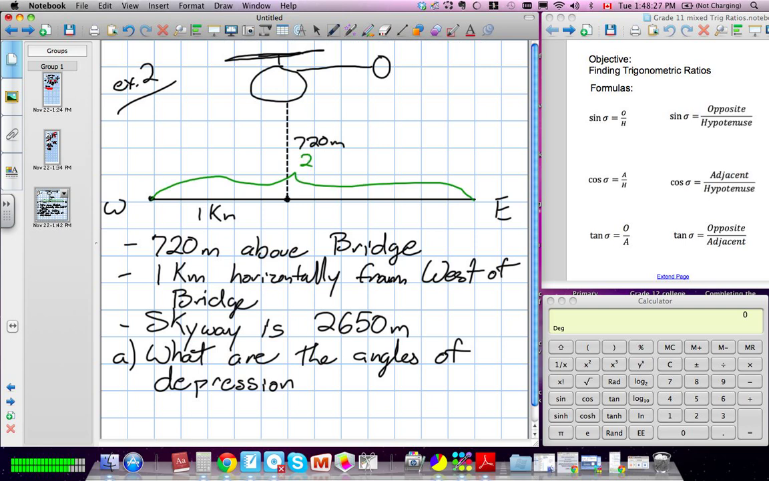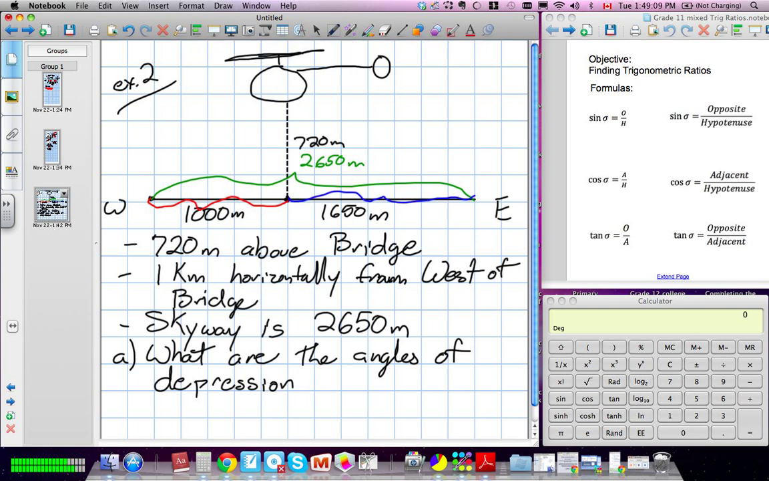The very first thing we need to do is we need to be working in one specific unit. Now, since I have something that is less than a kilometer, I'm going to try to work in meters. So 1 kilometer is equal to 1,000 meters. So we're going to change this. And since the distance from here to here is 1,000, and we know the total distance is 2,650, our other distance will then be 1,650 meters. Okay? So we know how far she is from the west and east ends of the bridge.